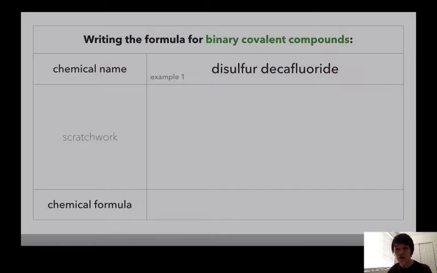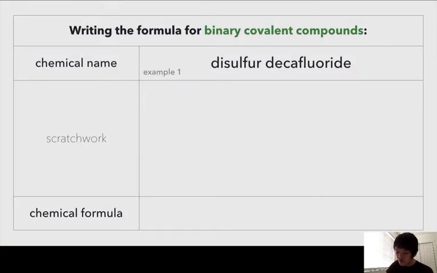So let's take a look at our first example here. We have disulfur decafluoride. Di means 2, and sulfur is S, so there are 2 sulfurs. Deca means 10, and fluoride is F, so there are 10 fluorines. So our chemical formula is S2F10. It's really important that you know those prefixes by heart and the IDE endings by heart.